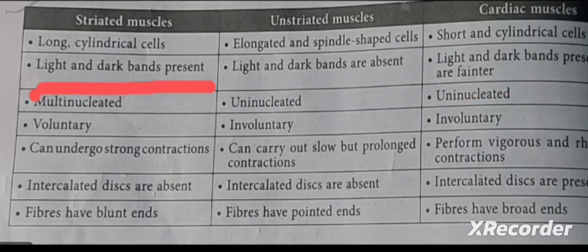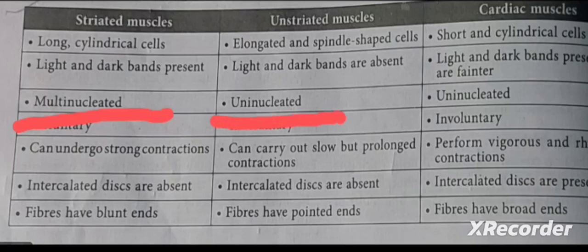Okay. Then comes the third point. The striated muscles are multinucleated, whereas the unstriated muscles are uninucleated, and the cardiac muscles are also uninucleated. And I will let you know the meaning of multinucleated. Multinucleated means the cell which has more than one nucleus, whereas uninucleated refers to the cell which has one and only one nucleus.